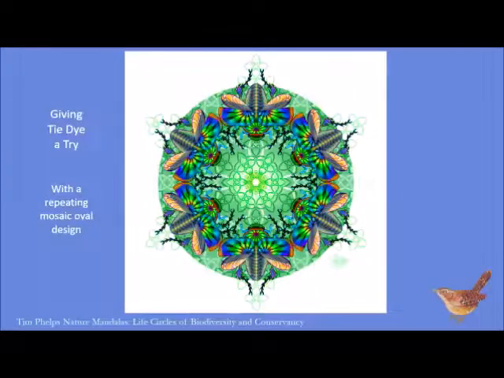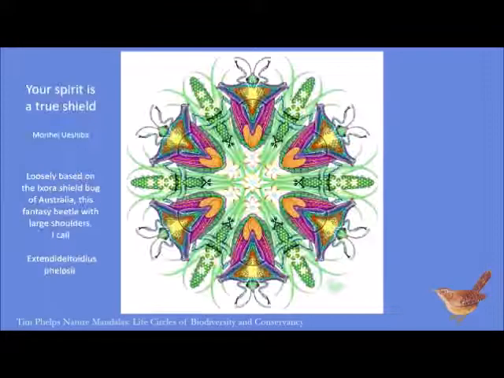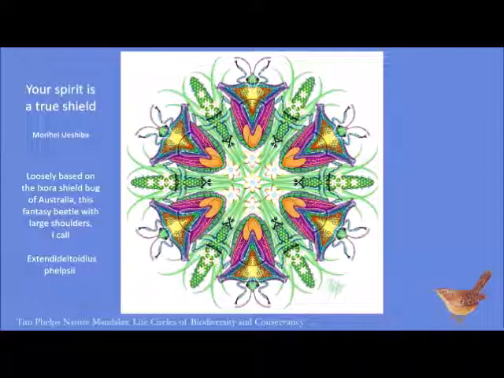So this is giving tie-dye a try. And your spirit is your true shield. So this is loosely based on an Exora shield bug of Australia. And I made this fantasy beetle up. It has very large shoulders anyway, but I called it Extended Deltoideus, meaning the deltoid shoulders, Phelpsii.